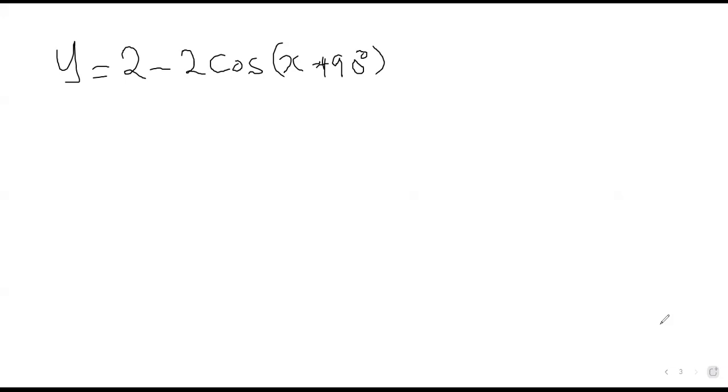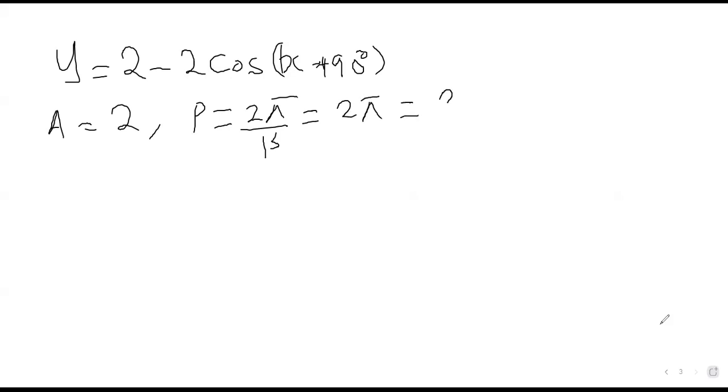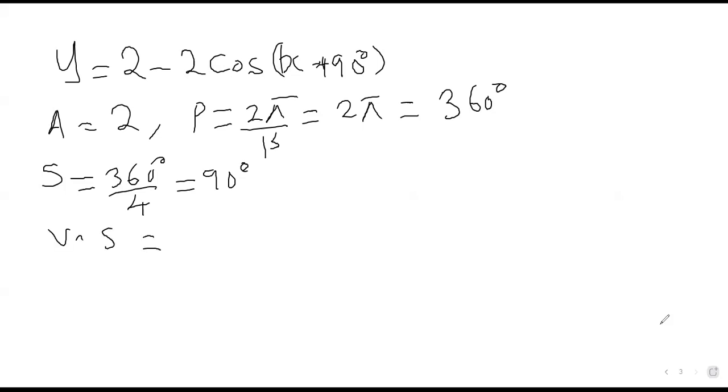Plus 2 like this. So here we start with our amplitude. Our amplitude here is equals to modulus of negative 2, which is 2. Period is equals to 2 pi over b, and the value of b in this case is 1, as you can see there. So we have 2 pi equals to 360 degrees. Next, we move to scale. Scale is equals to 360 degrees divided by 4, which is 90 degrees. And then do we have a vertical shift here? Vertical shift is equals to 2 upwards.